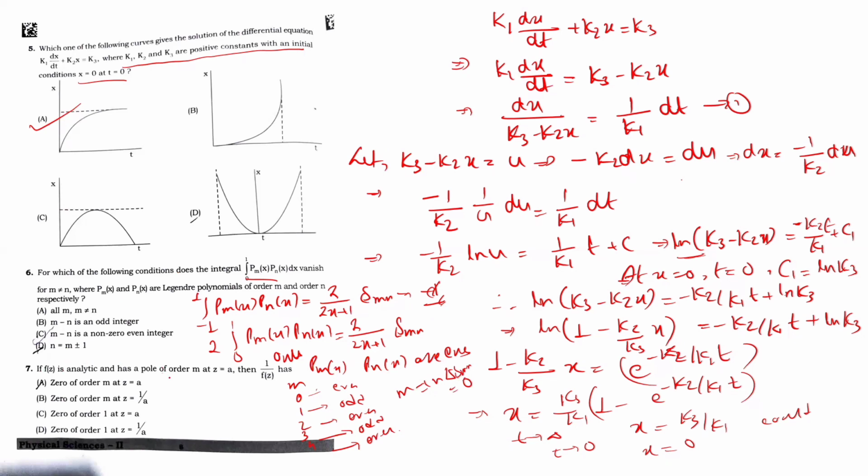Seventh, if f(z) is analytic and has a pole of order m at z equals a, then 1 by f(z) has what? So this is very simple. It is a zero of order m at z equals a.